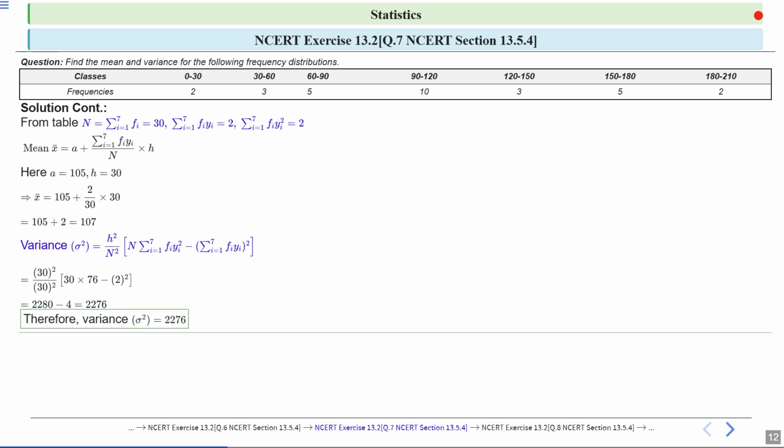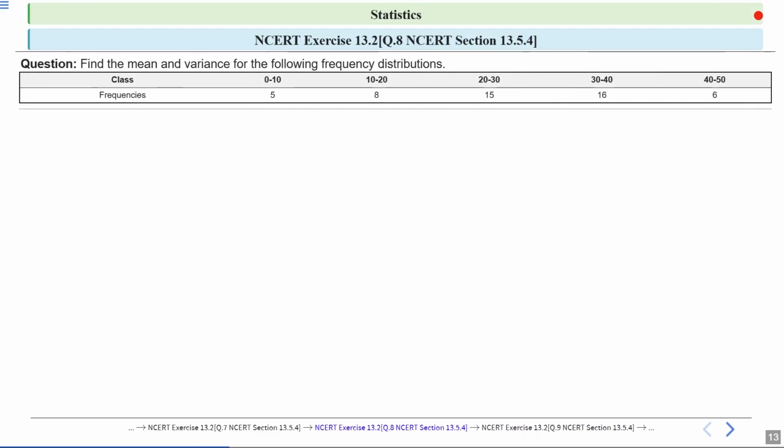So finally, after calculating sigma square, we obtain the value of sigma square as 2276. Okay, and this is our final answer for variance. Now let's look at question number 8.